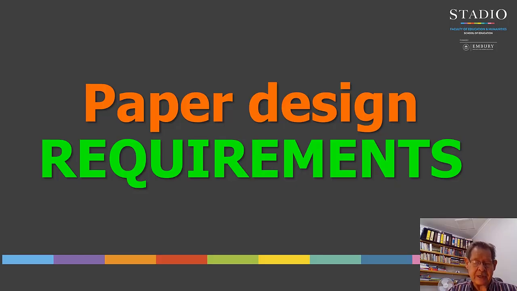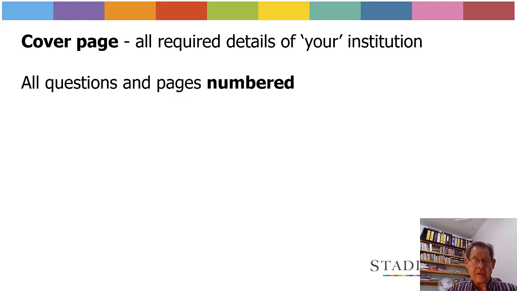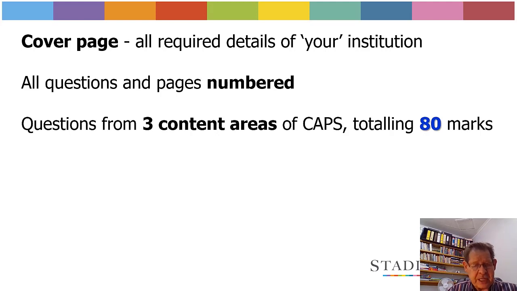What are the paper design requirements that have been stipulated by us? First of all, there needs to be a cover page that should contain all the required details of the institution that you want to represent. In other words, this exam paper is forthcoming from an institution that could be imaginary, and you have to create your own institution and name and logo, etc. All the questions and all the pages must be numbered. There should be questions only from 3 of the 5 content areas of the CAPS document, and the exam should be out of 80 marks, totaling 80 marks.